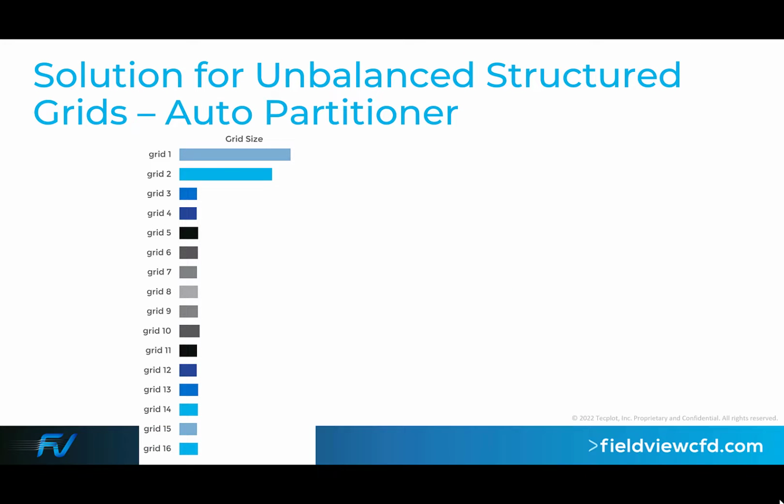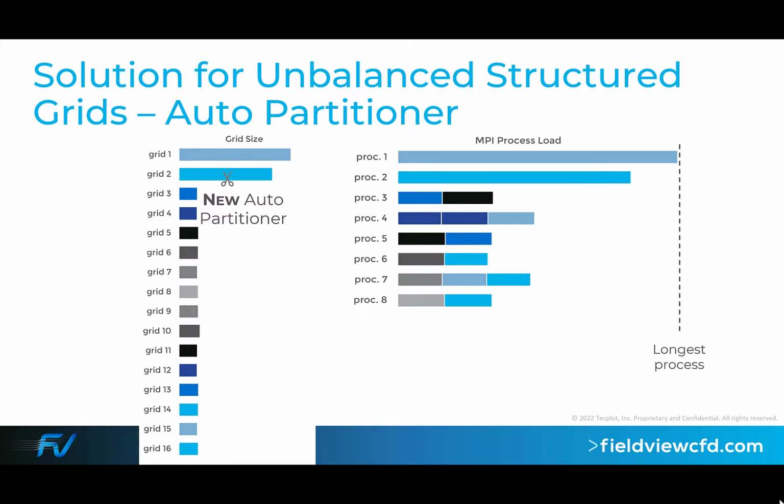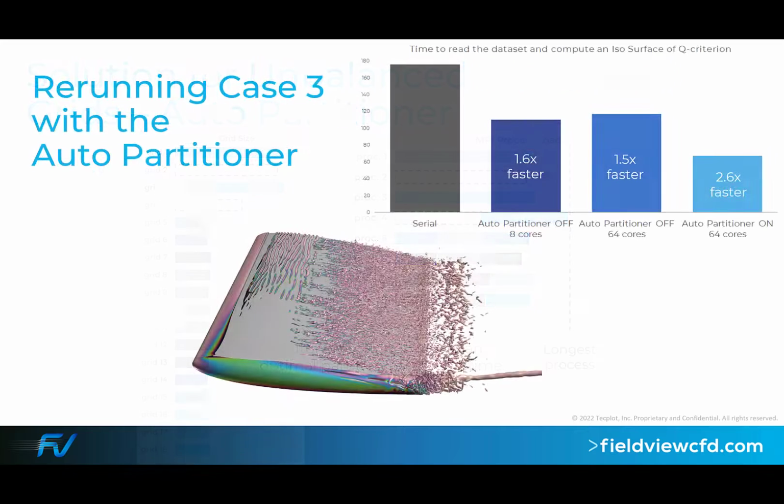The auto partitioner takes care of load balancing issues, where large blocks are preventing an even distribution across processes. The auto partitioner, which is embedded into FieldView, does a partition on the fly at read time and smartly cuts up the structured grids, and evenly redistributes the new partitions across available nodes, which will then allow users to take full advantage of the MPI parallel capabilities in FieldView. Now let's look at case 3 again with the auto partitioner applied. We now see better speedups and performance improvements.